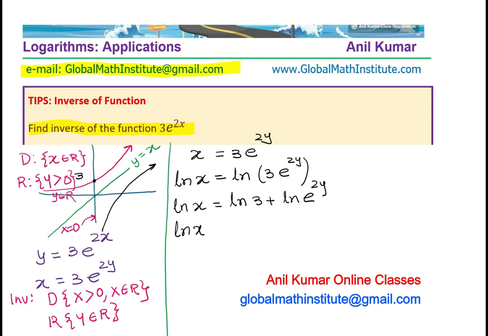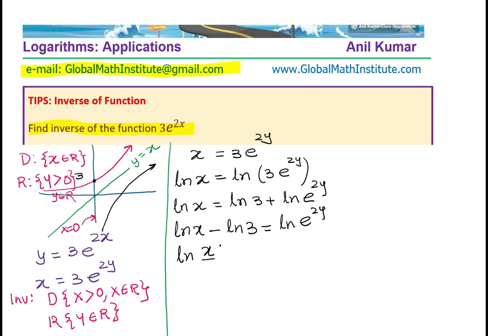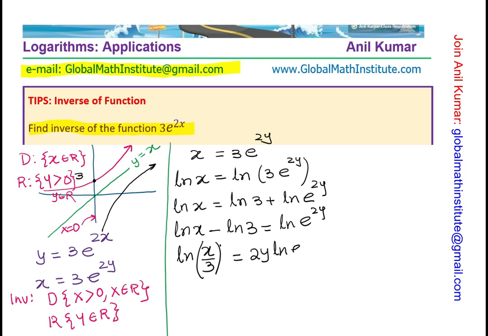So ln x, ln 3 we can take on the left side, which is a constant, or we can take it later. So I'll write it now. Minus ln 3 equals ln e to the power of 2y, right? So ln x minus ln 3 is ln of x over 3, right? Let me write like this. Now, ln e to the power of 2y means 2y times ln e. Ln e is what? So we get ln of x over 3 equals 2y, since ln e is 1, right?